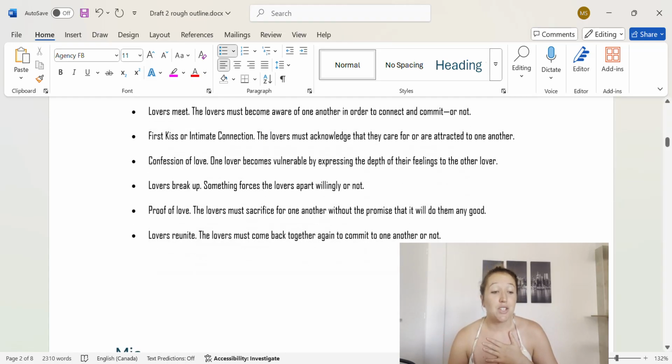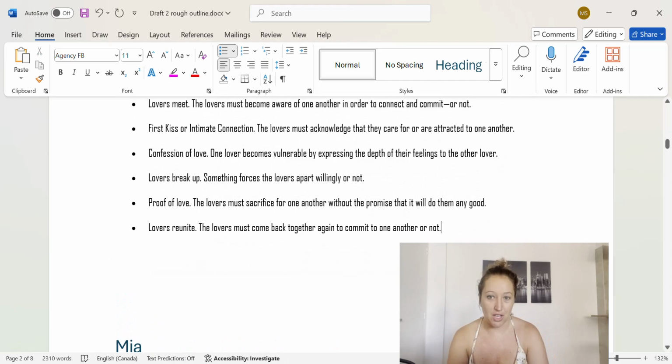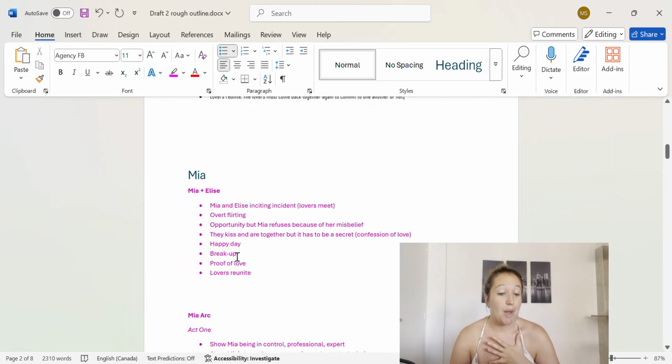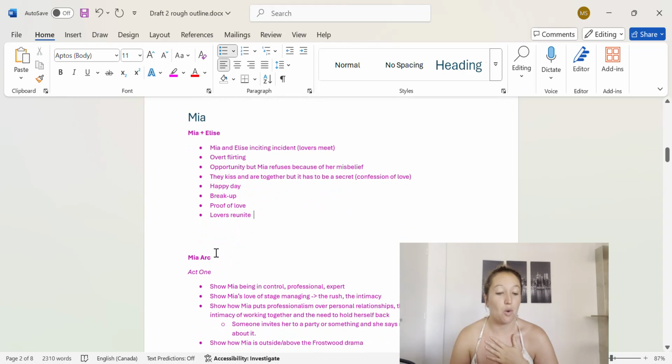So I took those and beat them out for each of the characters, and we're just going to do an example. So here's one of my POV characters. This is Mia. So I wrote down the beats she had to hit for her relationship plot. And then I also started writing down the beats for her arc.